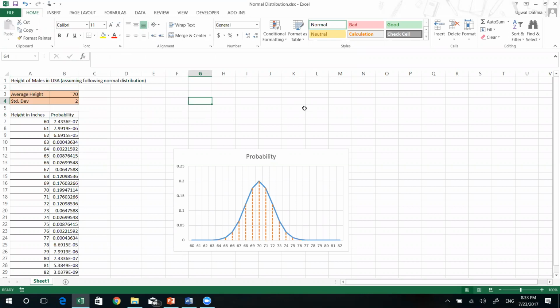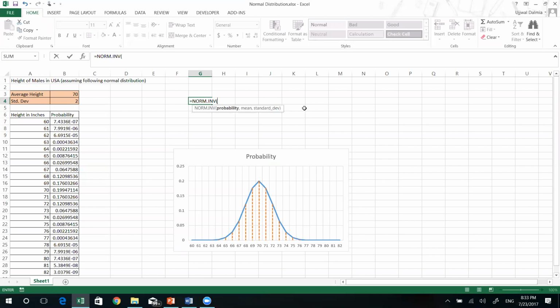The formula to find out the range of values, guys, is norm dot inv. What was the formula for finding out the probability, guys? Norm dist. Exactly, Deepak. The formula for finding out the range of values is norm dot inv. Now, the first thing which this formula asks for is the probability you're looking for.